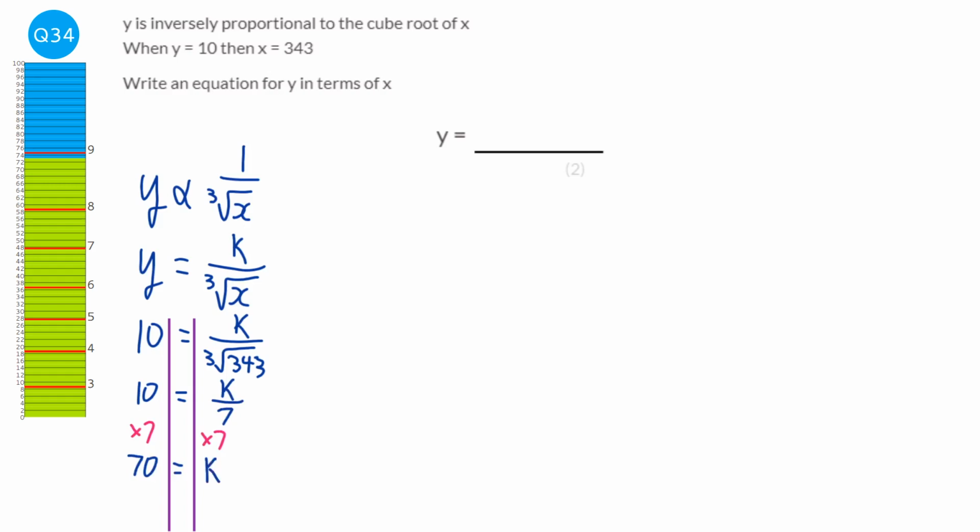So k equals 70, and we're just going to rewrite this, but instead of k, we're just going to write 70. So y equals 70 over the cube root of x.